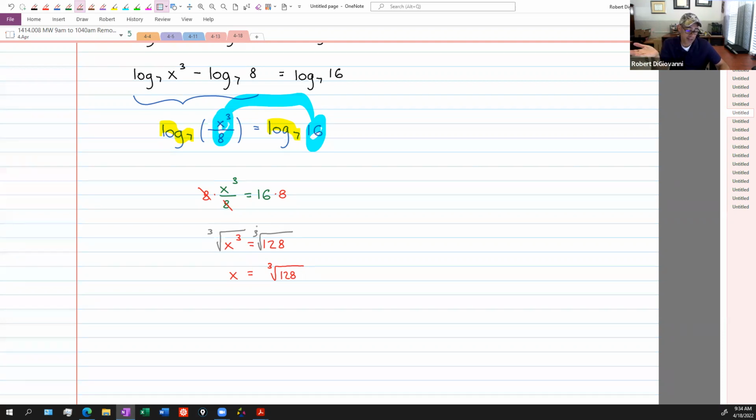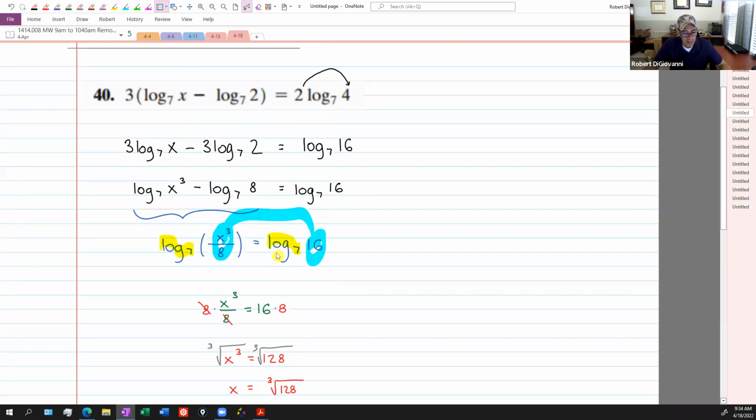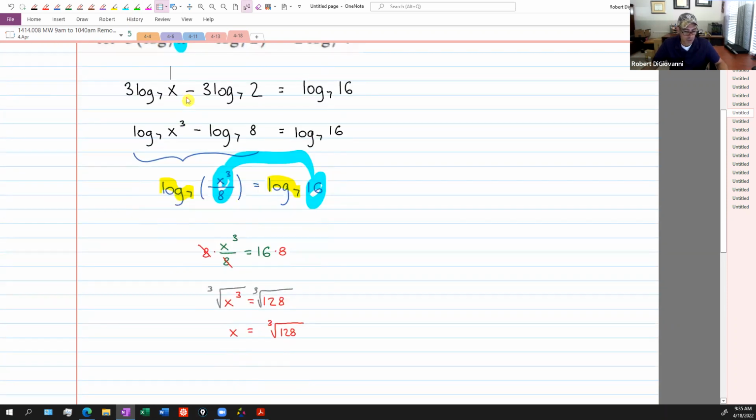So this is my answer. Now I could try and figure out what that is in my calculator, but I'm going to leave it as an exact answer. What I do know is that the cube root of 128 is a positive number. So let me see. If I try and take that answer and plug it in there for x, well, that should be fine. That's the only x I have here. So log base 7 of cube root of 128. Yeah, it should work. So this should be my only solution.